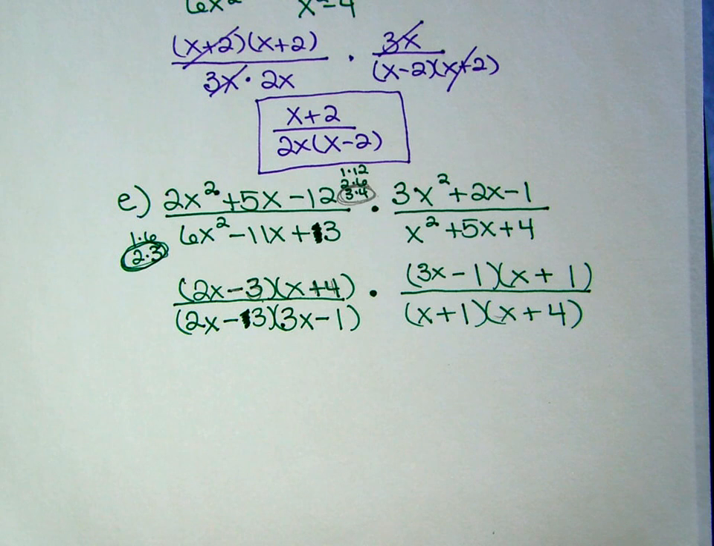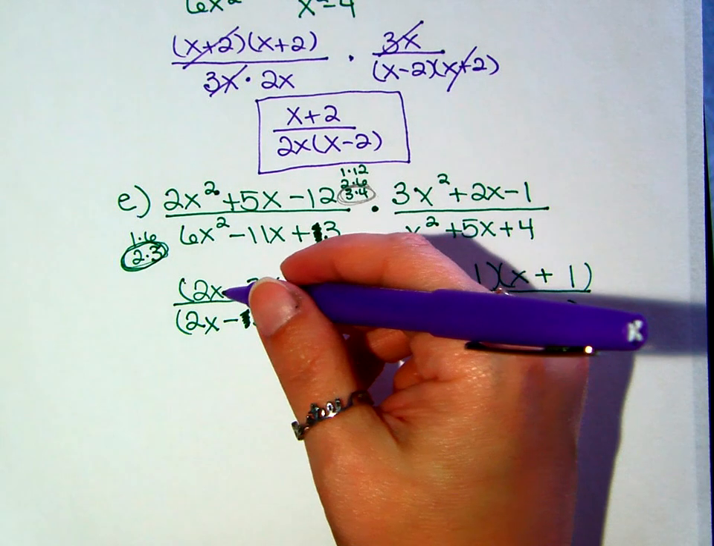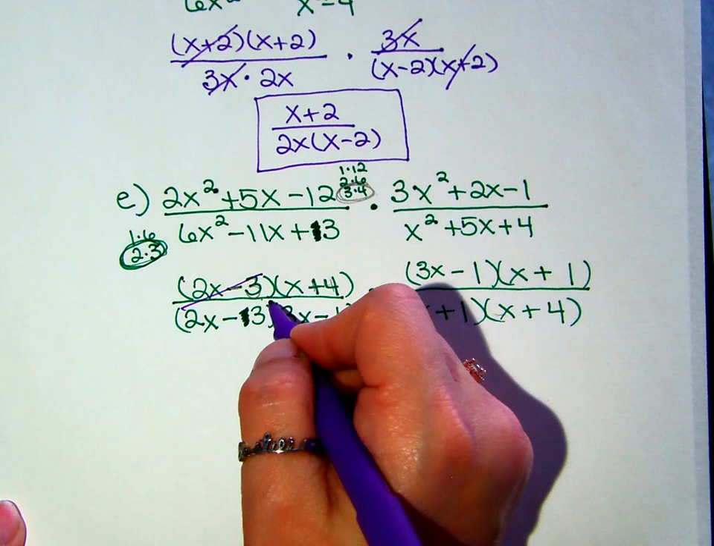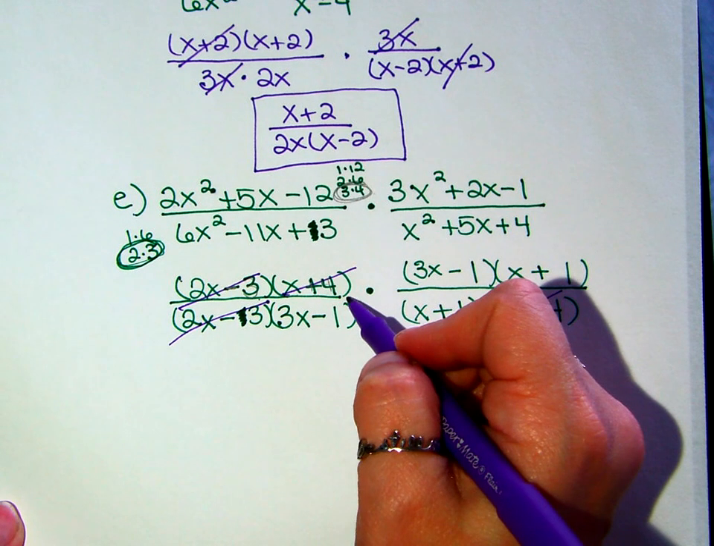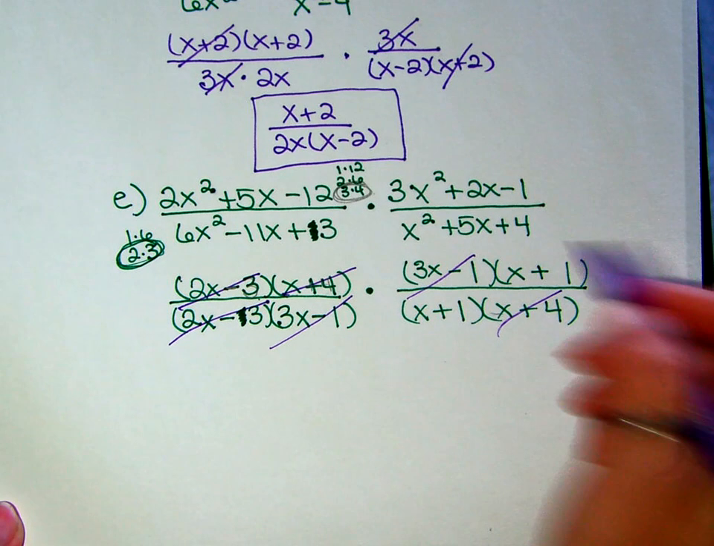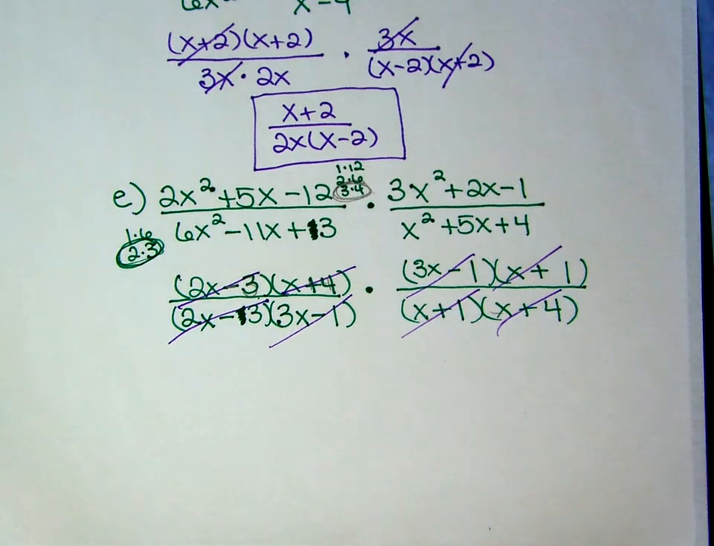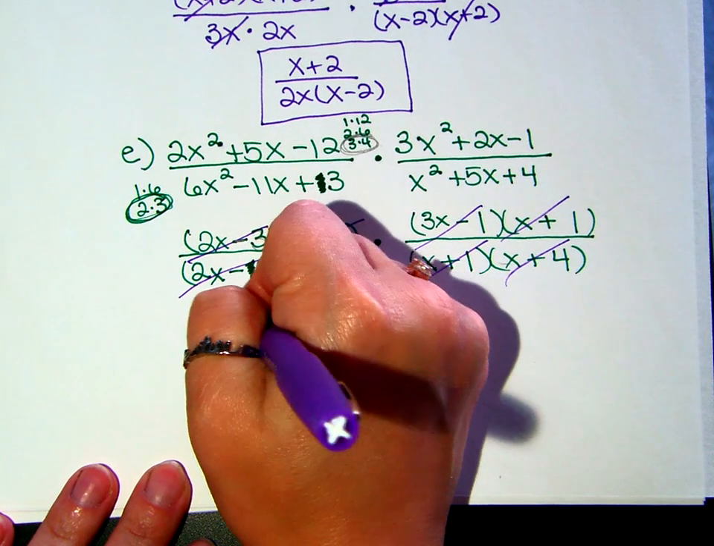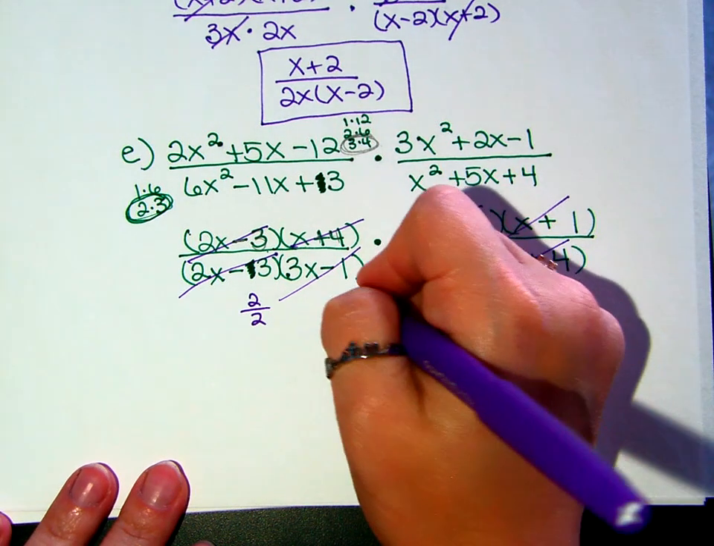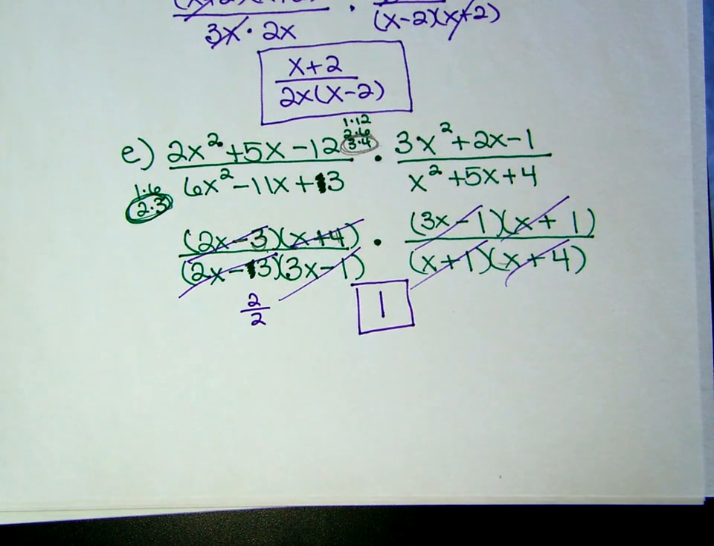Okay, so let's look at it. We've got a 2x minus 3 on top. We've got a 2x minus 3 on bottom. We got an x plus 4 on top. We got an x plus 4 on bottom. We got a 3x minus 1 on bottom, 3x minus 1 on top, x plus 1 on top, x plus 1 on bottom. What does that mean? It equals 1. That is true. Easier way to see that is if I had 2 divided by 2, what does that equal? 1. If you have the same thing on top and the same thing on bottom, you get 1. So yes, we just did all of that factoring so we could cancel everything out and get 1.